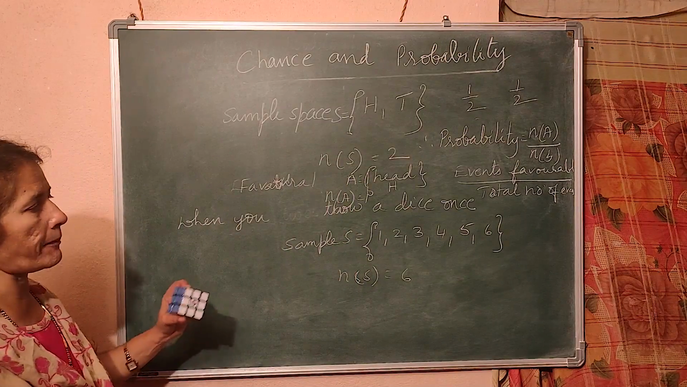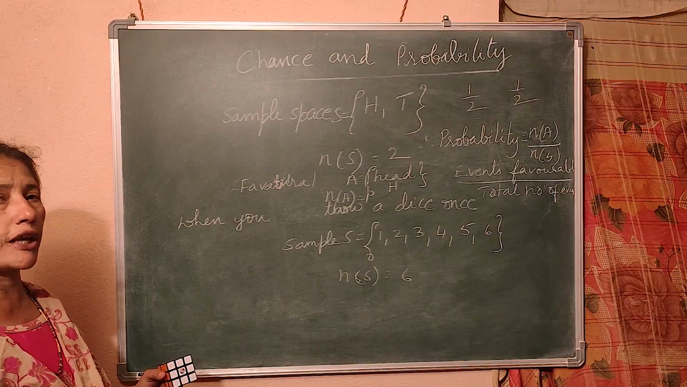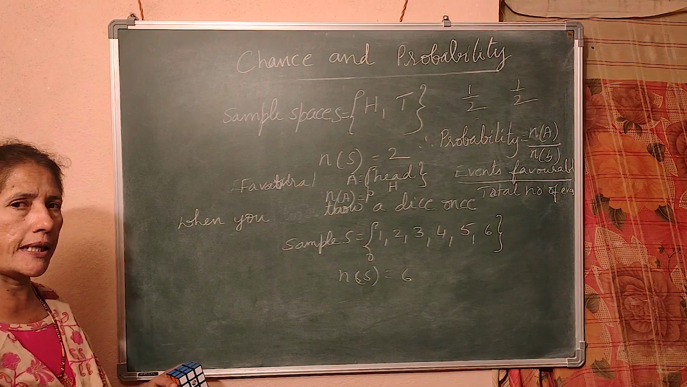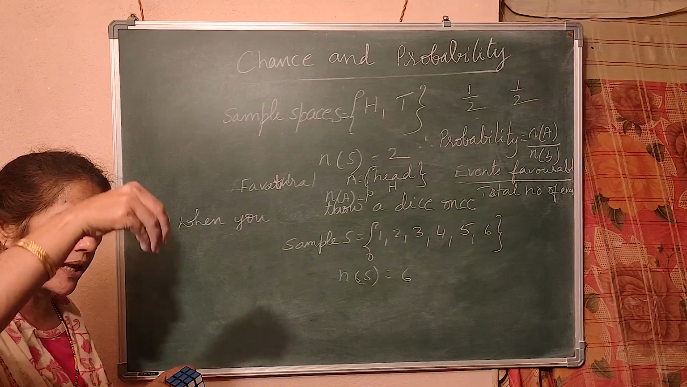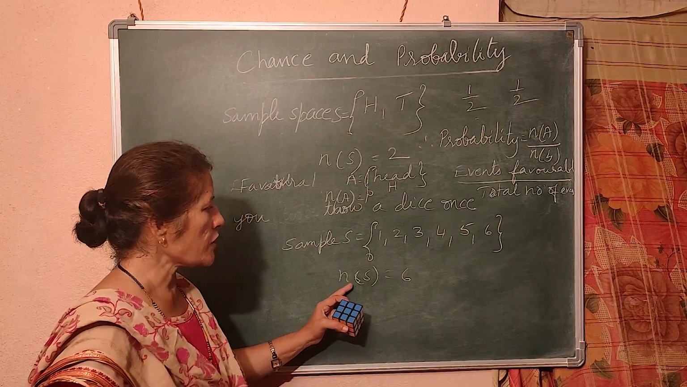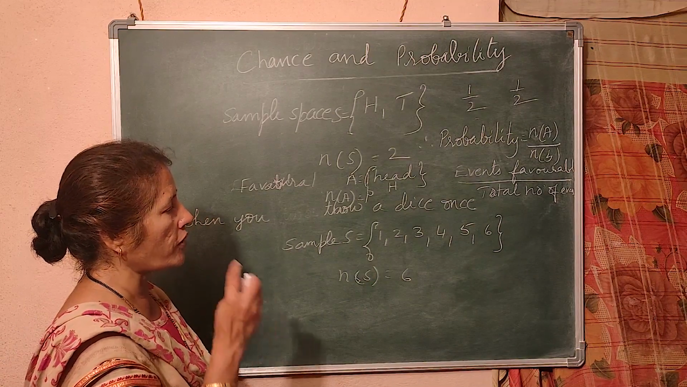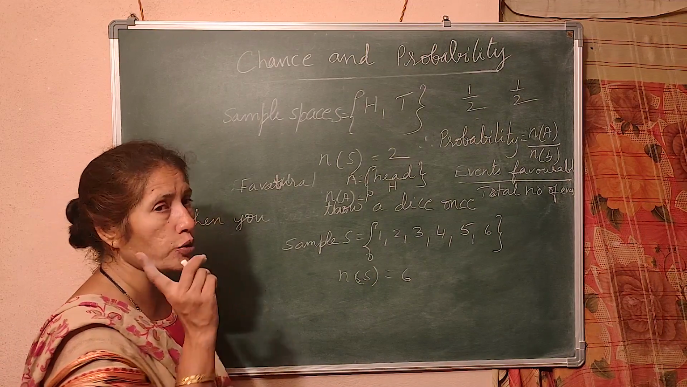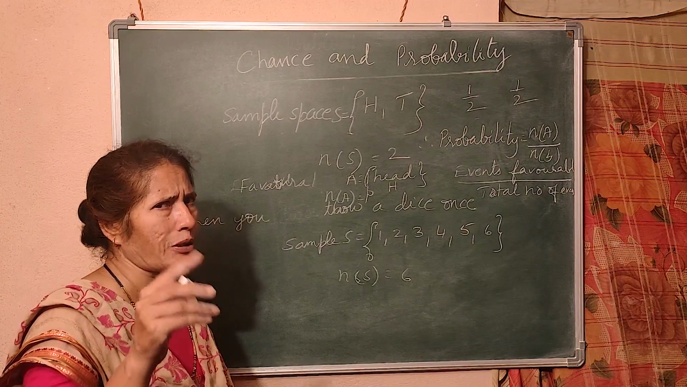Now, what is the sample space when you throw a dice once? 1, 2, 3, 4, 5, 6. That means the number appearing up may be 1, 2, 3, 4, 5 or 6. So n(S) is equal to 6. What is the probability, or what is the chance, of getting number 2? Only one chance, because only one face has number 2.